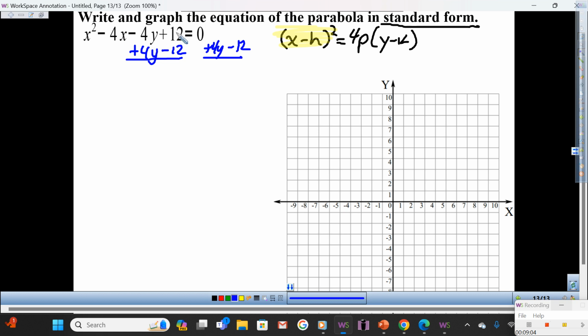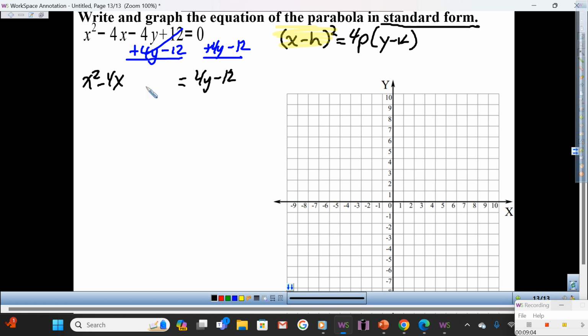This cancels. We're left with x squared minus 4x. Leave an empty space. I'm trying to trigger your noodle. Equals to 4y minus 12. It kind of starting to look like this, but not quite. But I just triggered your noodle by saying leave an empty space. I wonder why I should leave an empty space. Why do you think?